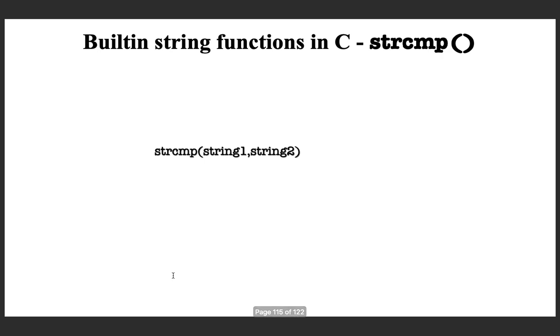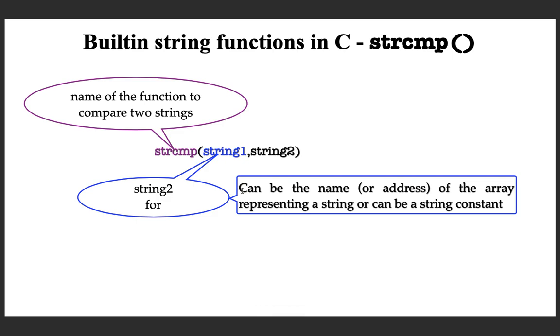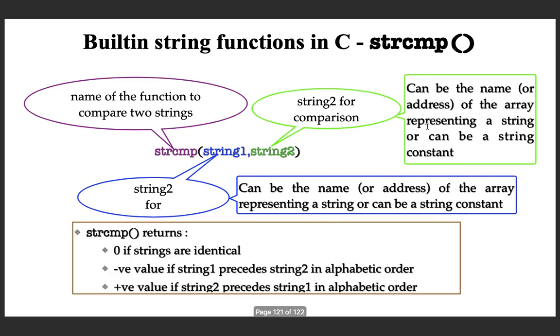Look at it formally. strcmp is the name of the function to compare two strings. And this is the first string for comparison. Again, sorry for the typing mistake. It should be string 1. And it could be the array representing a string, or it can be a string constant. This is the second string. Here again, it can be an array or a string constant. That is, you can have both as string constants in this case.